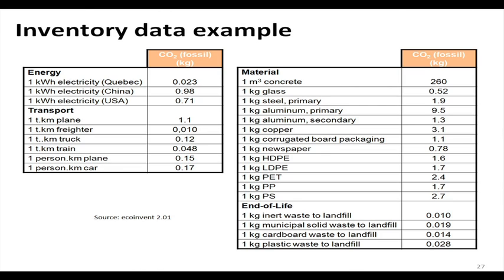So what does that mean? Ton kilometer means moving 1 ton of freight by 1 kilometer. So you are taking 1 ton of freight over a distance of 1 kilometer. If you are taking it by plane, it's around 1.1. If you are taking it by freighter, on a ship, it's 0.010. So ship transport is much better in terms of environmental footprint. If you are doing it by truck, it's 0.12, by train 0.048.